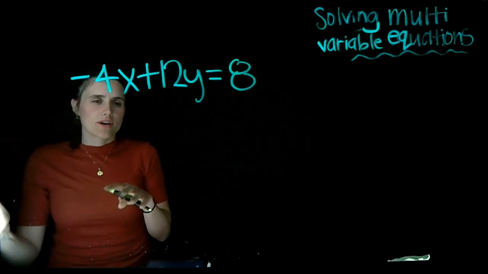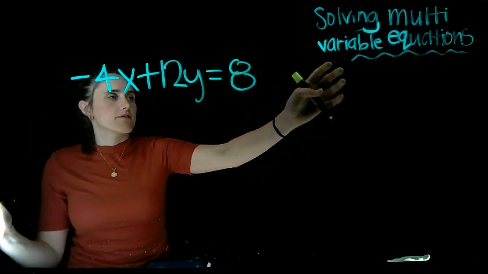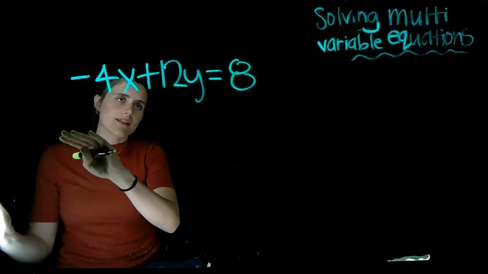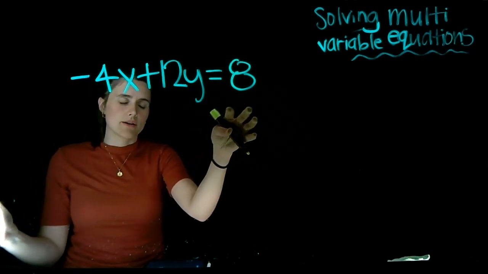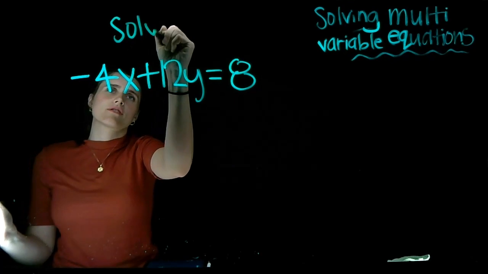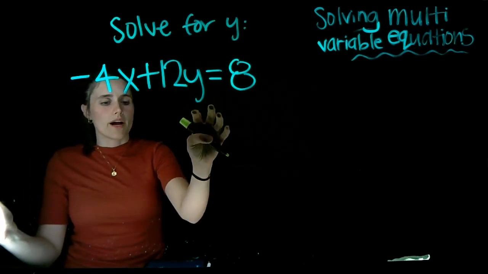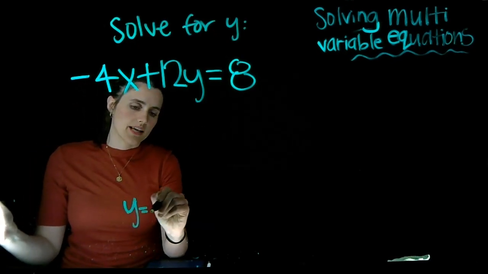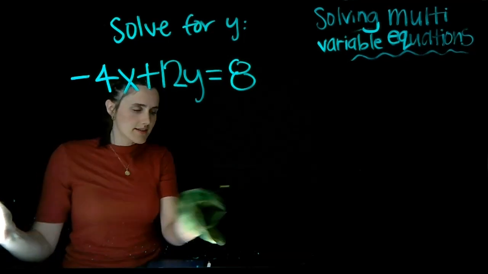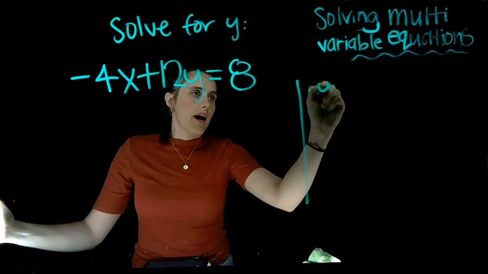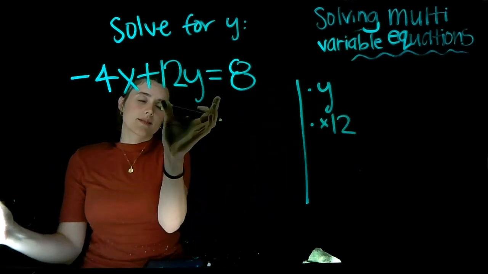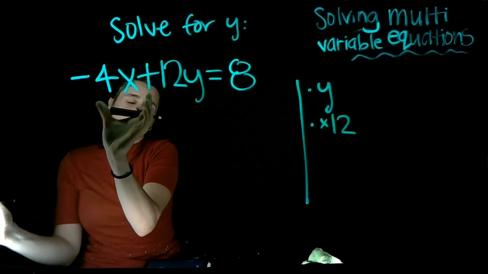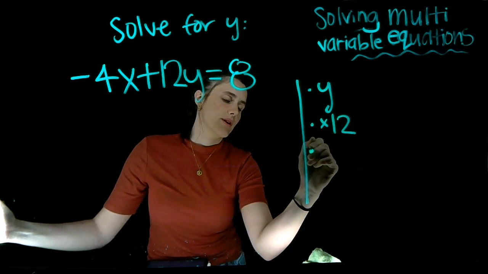The last example that we're going to go over today for solving multivariable equations is something that looks like this. Let's say you are given the equation negative 4x plus 12y equals 8, and you were asked to solve for y. So that means we want to get y all by itself, and we want to end up with y equals something in the very end. Let's tell the story of y. If we start with y all by itself, the first thing that happens is it's being multiplied by 12. After y is multiplied by 12, we then have a negative 4x being added onto it.